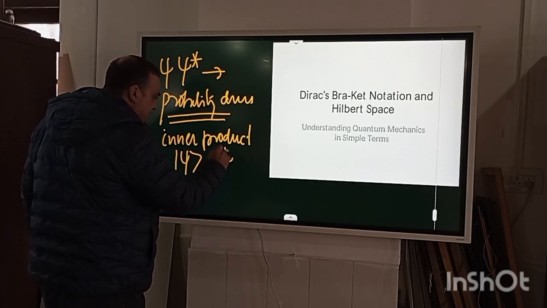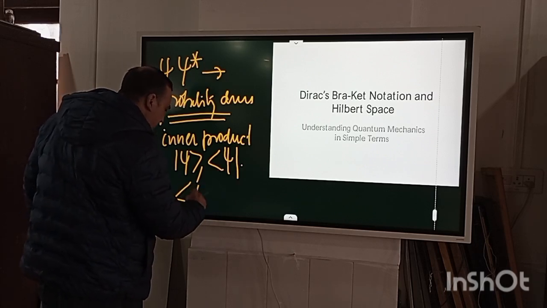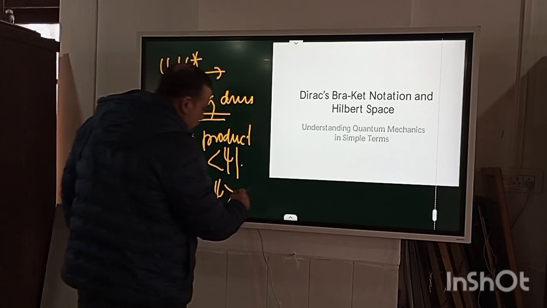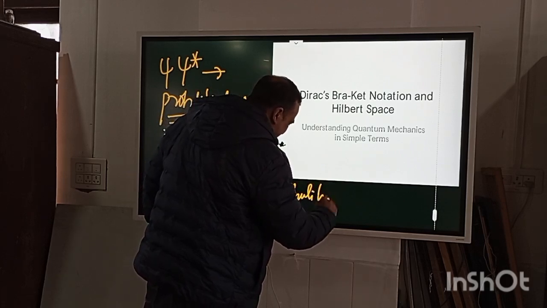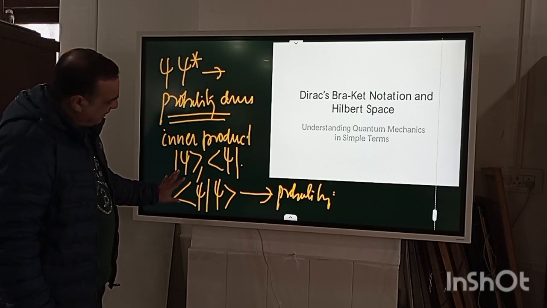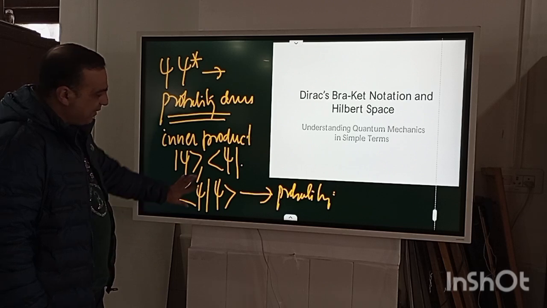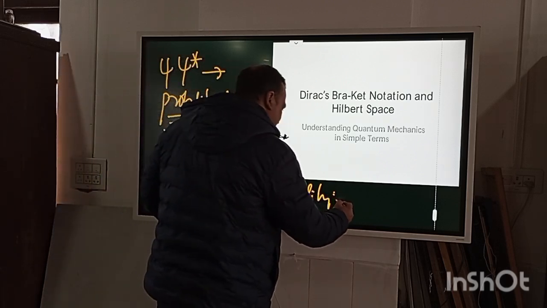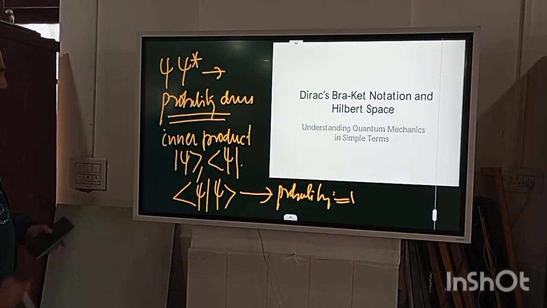Its dual is the bra of the psi, and the inner product between the bra of the psi and the ket of the psi leads to what's called the probability density, in the sense that if the inner product between the ket of the psi and its bra, what makes it a Bra-Ket, leads to 1, this is what is called normalization.